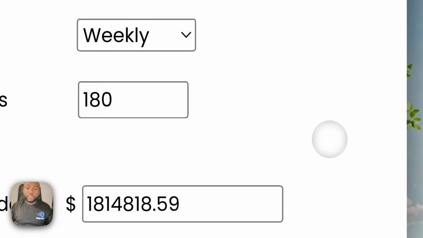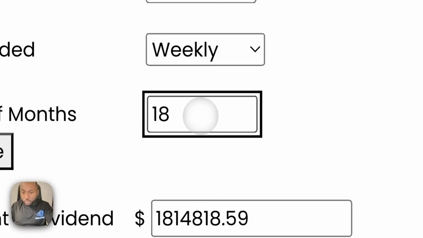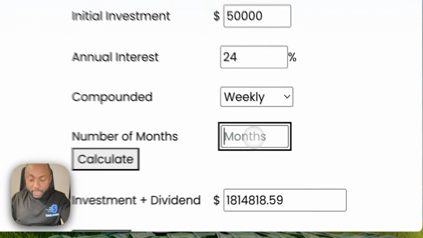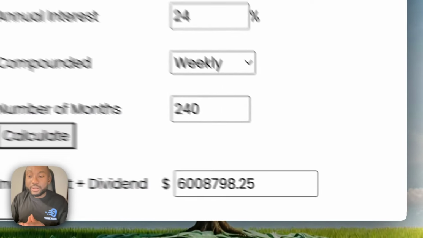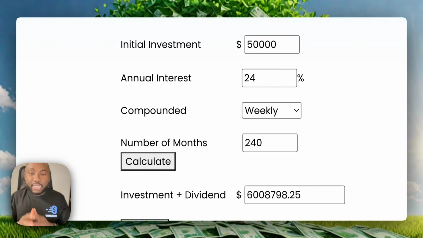So if we go to 20 years, which is 120 times 2, that's 240. That's 20 years. Check that. Your portfolio will be 6 million. Oh my god, this is crazy. That's how much you can generate in XDTE just by investing $50,000 today.